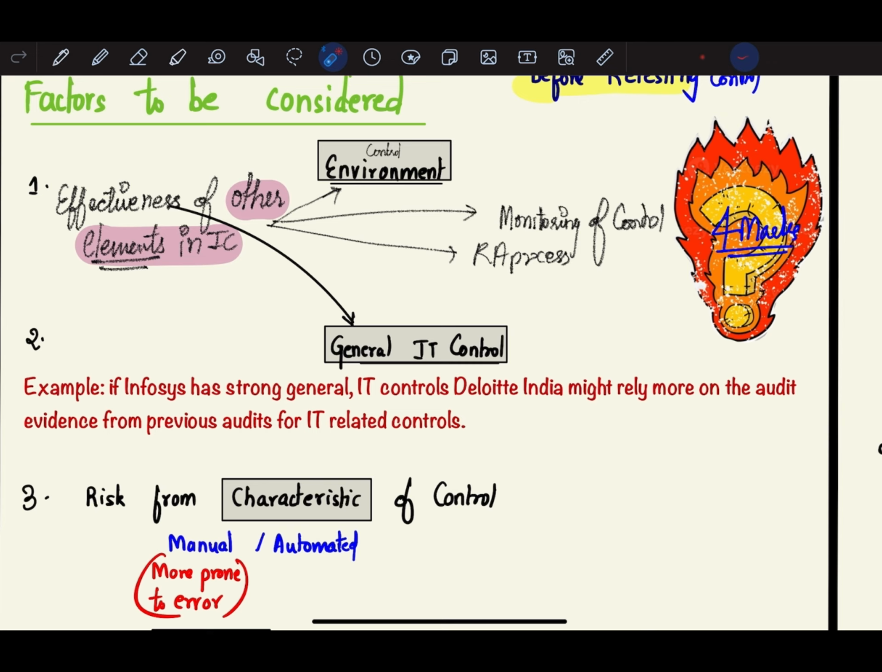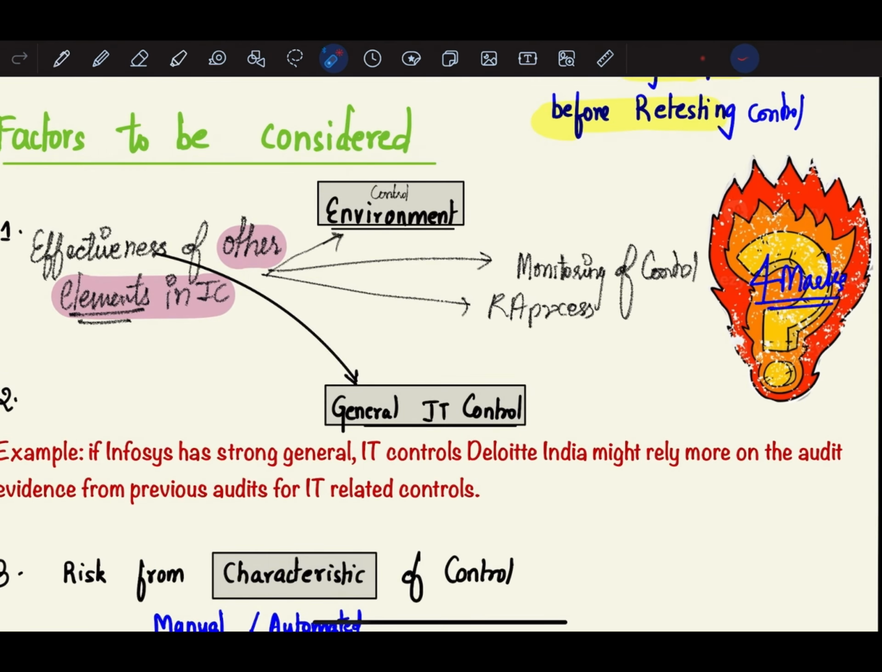First and foremost, the factor is the effectiveness of other elements in internal control. Basically, in the internal control part, we have read about the components or elements of internal control, for which the abbreviation is CRIME, which is control environment, then risk assessment process, then information system, then monitoring of controls and control activities. So basically, what is the effectiveness of the elements in internal control? What is the effectiveness of the control environment? What is the effectiveness of the monitoring of controls? What is the effectiveness of the risk assessment process? What is the effectiveness of general IT control? So the auditor needs to check the effectiveness of the elements of internal control basically.